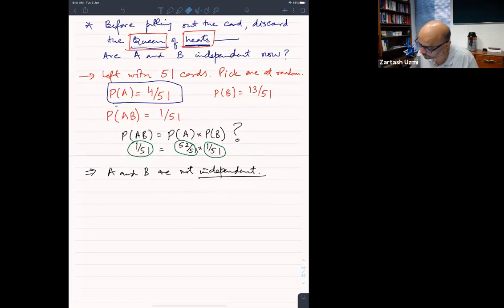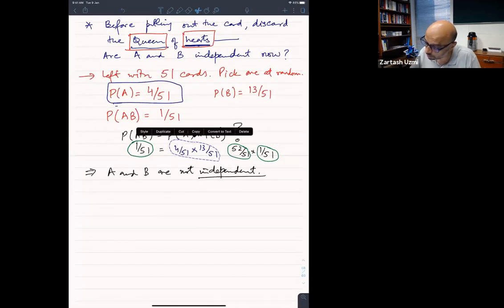What I have done here is basically I have written 4 over 51 multiplied by 13 over 51. And I multiplied this 13 with a 4, which is this 52. So these two are not equal. I can fix this, and the answer would still be the same. This goes here, and this comes here.